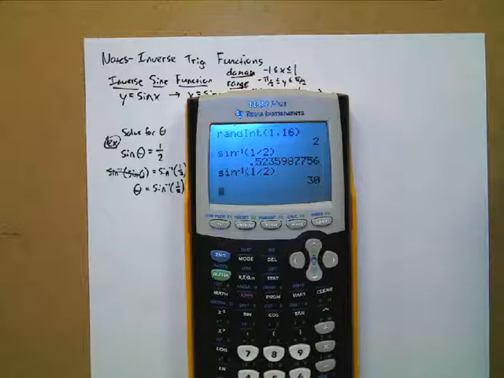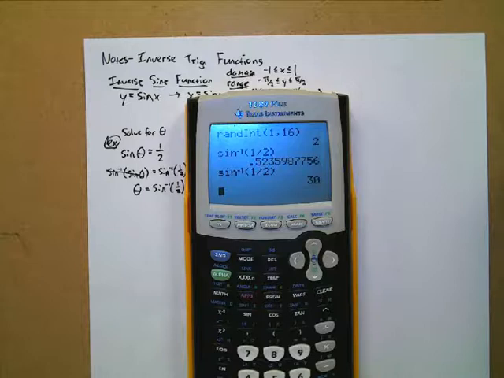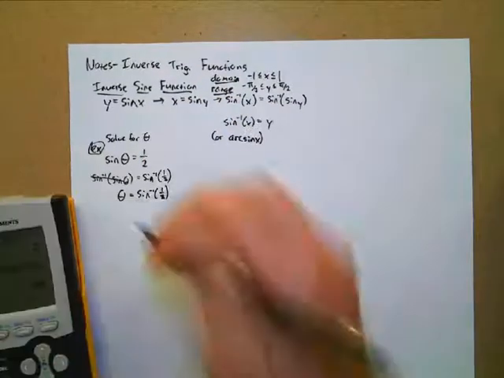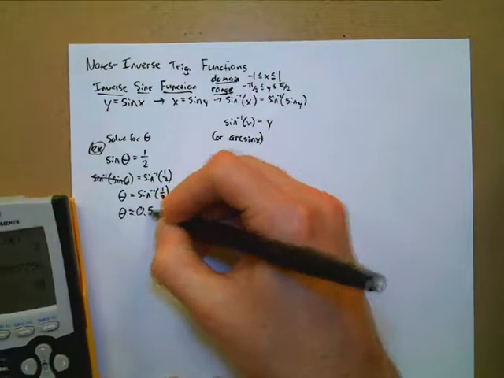Okay, so you get theta is approximately, because I have to round here, 0.524. Or we know exactly 30 degrees. I'll put that in parentheses.